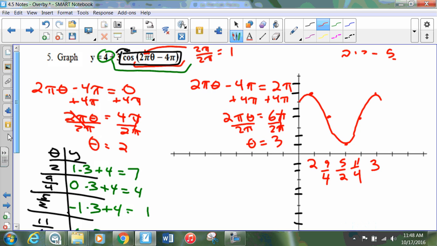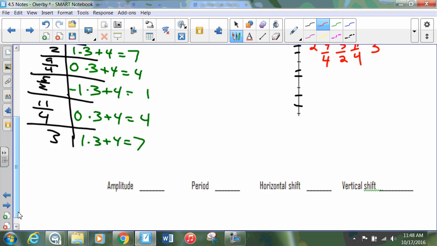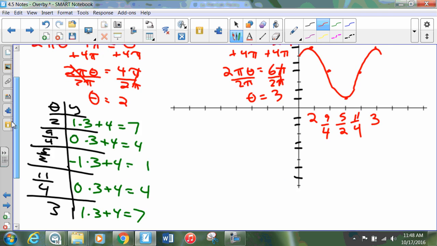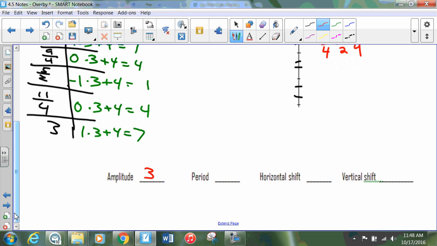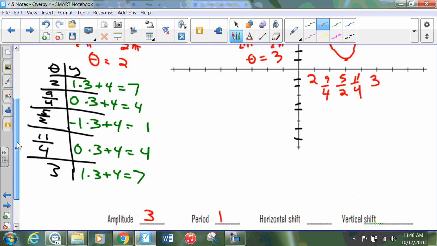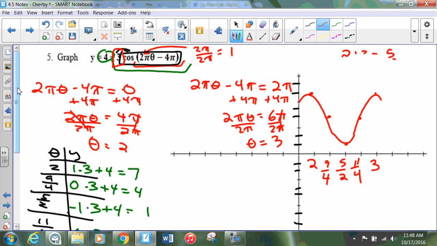Amplitude we already knew is the 3. You can find it either from looking at the equation or looking at the graph. The period, we already just talked about that. It's 2 pi over 2 pi, which is 1. Or we could figure out starting from 2, ending at 3, that's 1 period. The horizontal shift, I'll answer you in just a second. The horizontal shift is 2 right here.